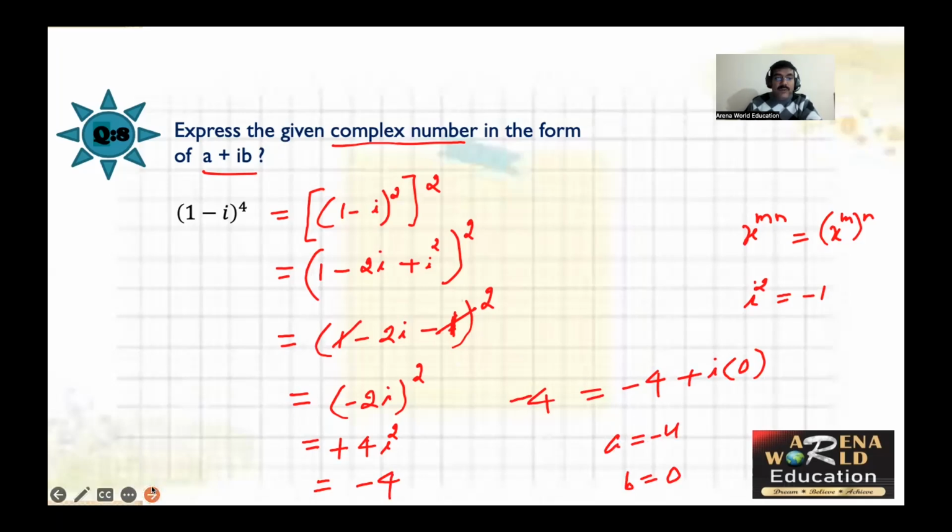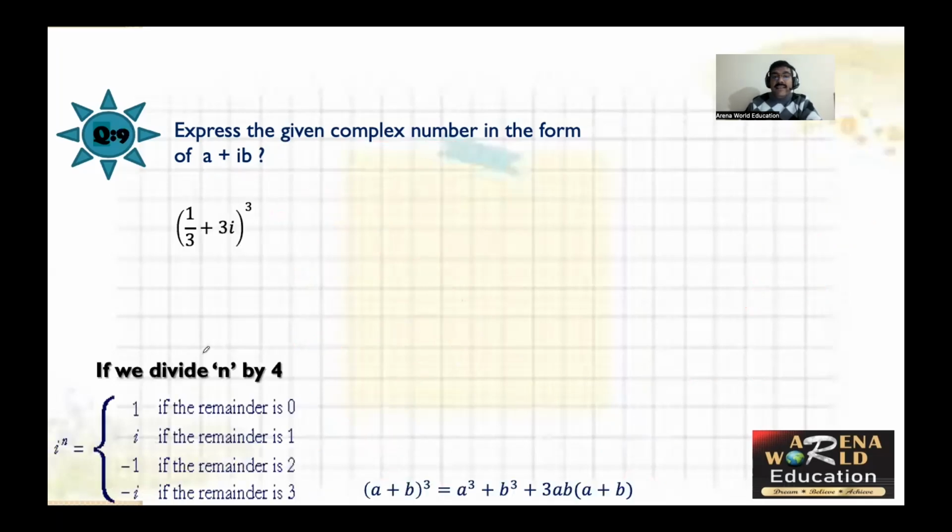Now we are moving to question number 9. Here the given complex number is (1 upon 3 plus 3 iota) whole raised to power 3. I have written the formula; you should remember this formula, (a plus b) whole cube, that will be a cube plus b cube plus 3ab into (a plus b). Here a is 1 upon 3 and b is 3 iota. So let us apply this formula.